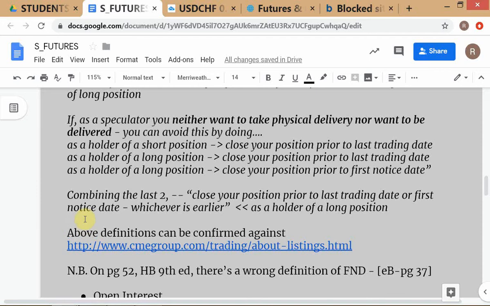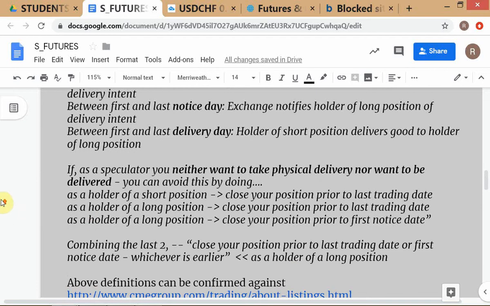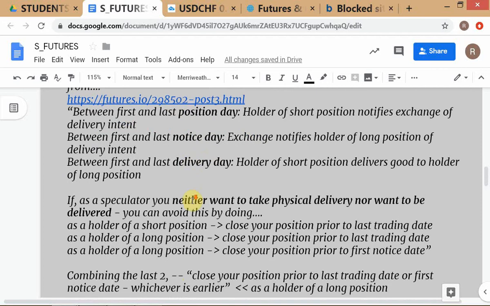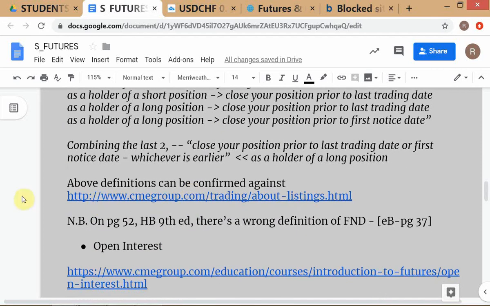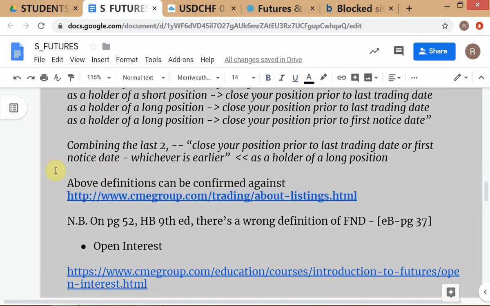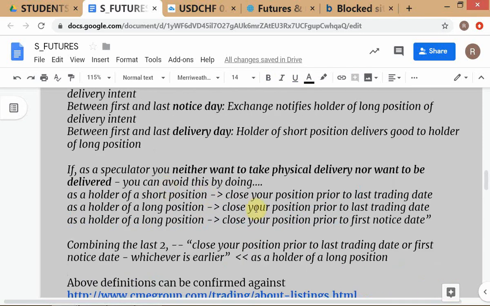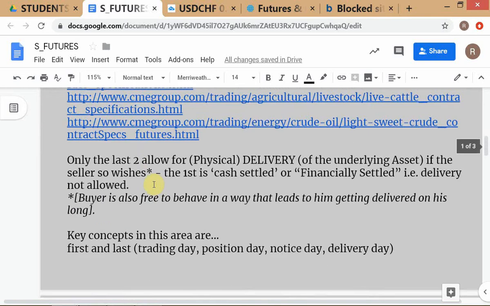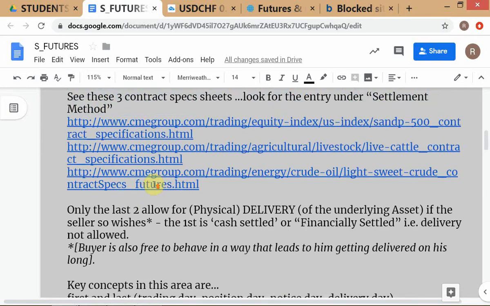Some of the points that you needed to know about delivery. And these definitions, first notice dates, this link, actually this is the better link. This is directly from the CME website. If you see any conflict between what is written in a book and what is written on the exchange website, you go with what is written on the exchange website. So this is the correct definition of first notice date, which is there on the CME exchange website. These are important terms that you need to know with respect to delivery.